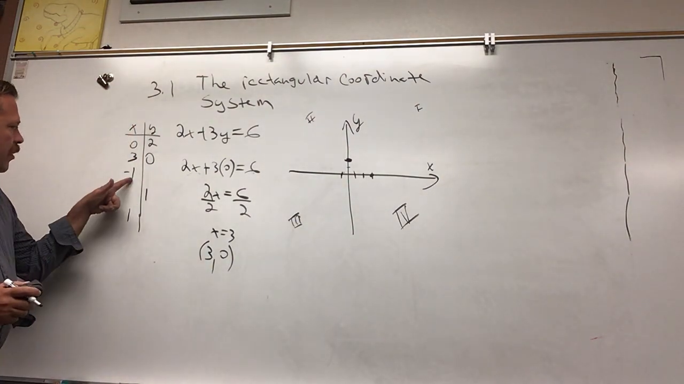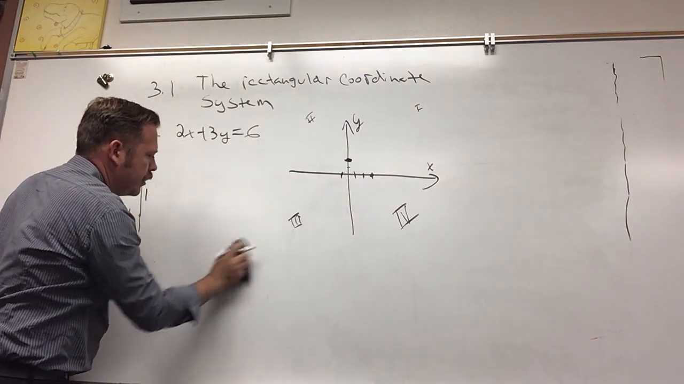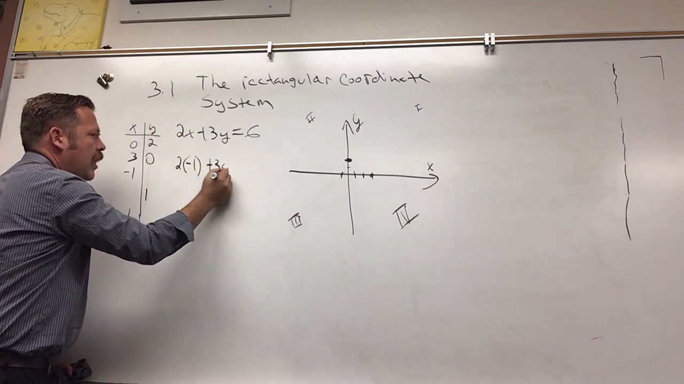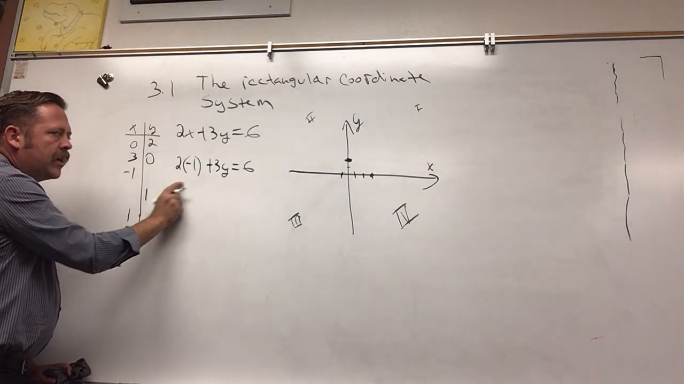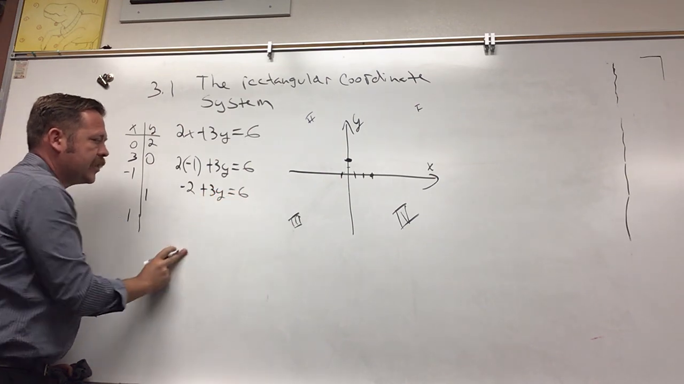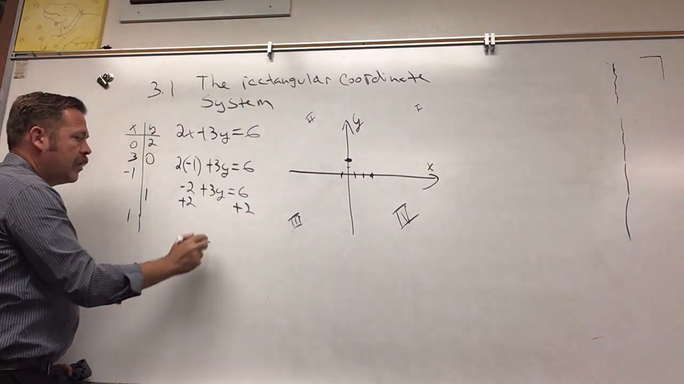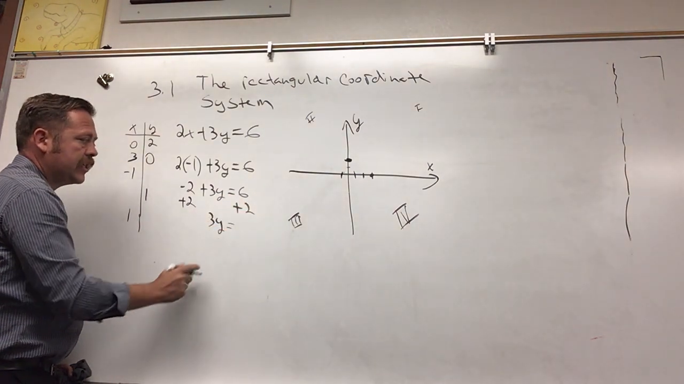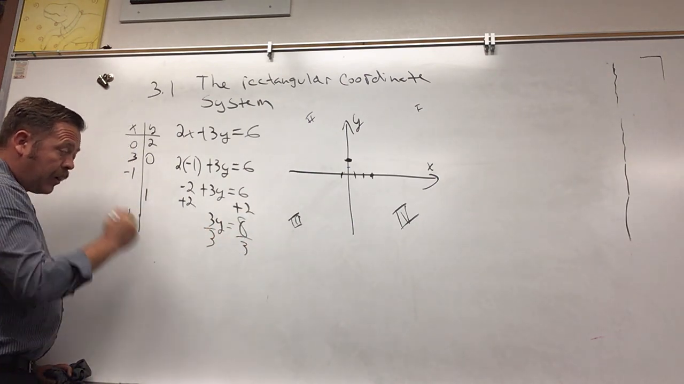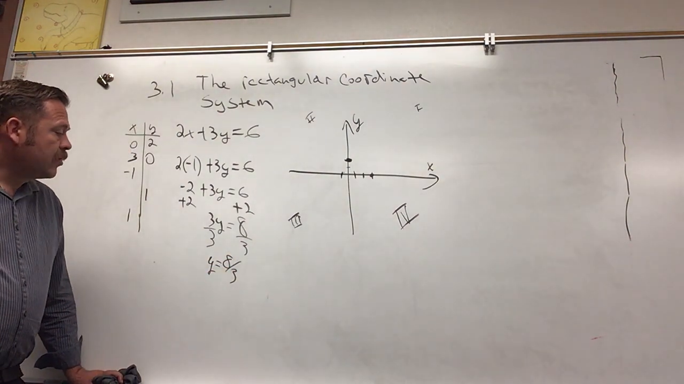The next value I'm going to plug in is an x value of -1. Go ahead and erase this here. So if I did 2 times -1 plus 3y equals 6, well, 2 times -1, that's -2, plus 3y equals 6. So to get y by itself, I'm going to add the 2, 3y equals 8, divide by 3, and y equals 8/3. And that's a fraction, but that's okay.